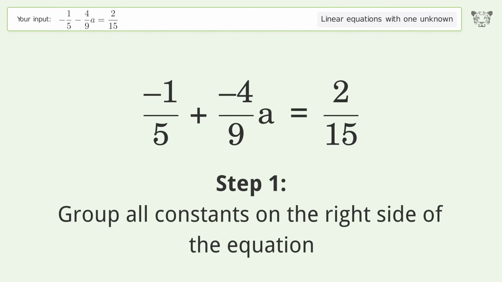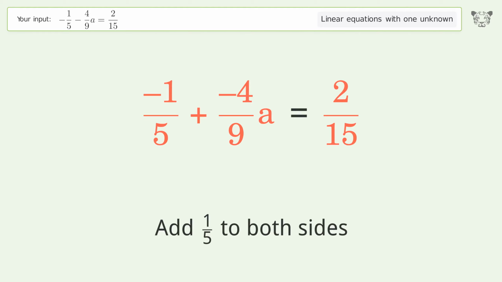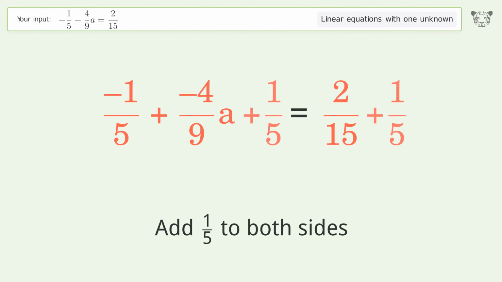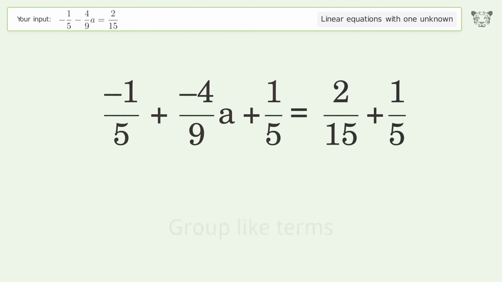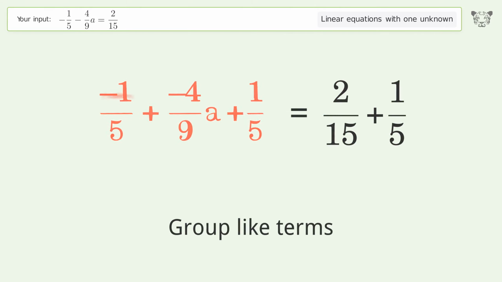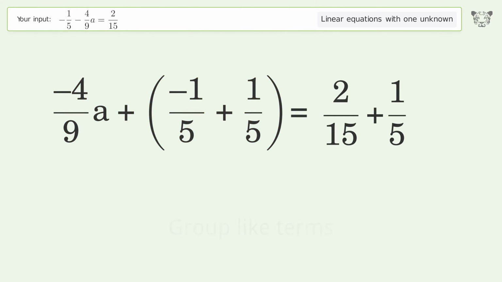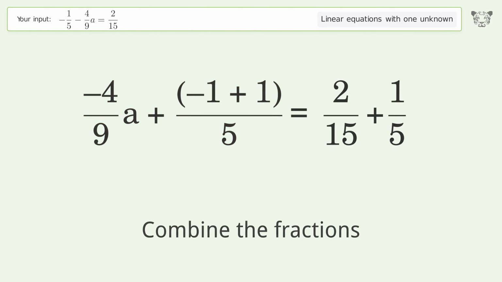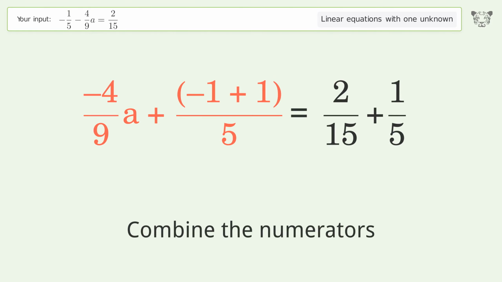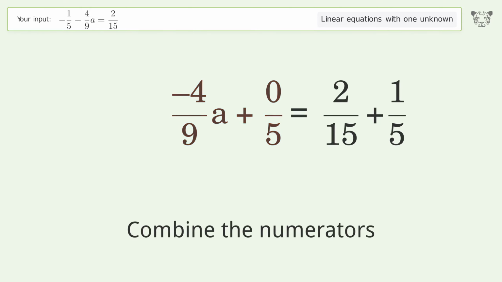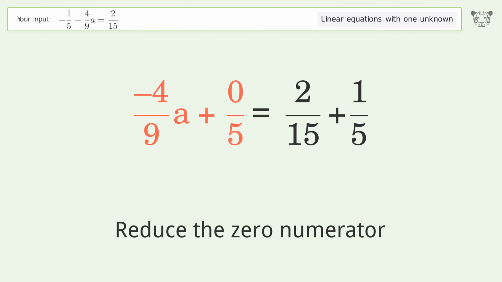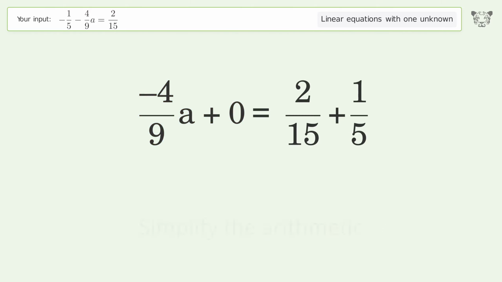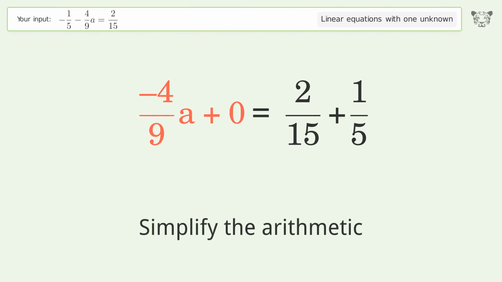Group all constants on the right side of the equation. Add 1/5 to both sides. Group like terms. Combine the fractions. Combine the numerators. Reduce the zero numerator. Simplify the arithmetic.